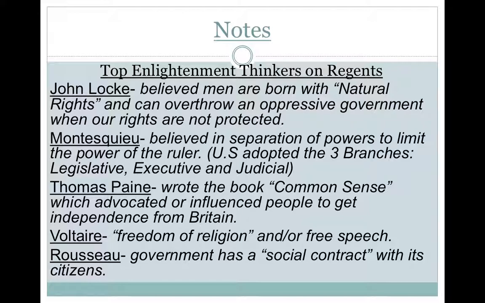Now, the next one doesn't always get thrown into the Enlightenment era, but I put him into my classes because he's in the same time period. He's in the 1700s, and he's the U.S. representation of these ideas that are inspiring change in the political realm. So Thomas Paine wrote this famous book, Common Sense. It's a pamphlet which advocated or influenced people to get independence from Great Britain.